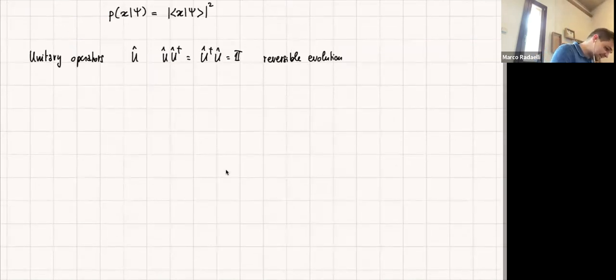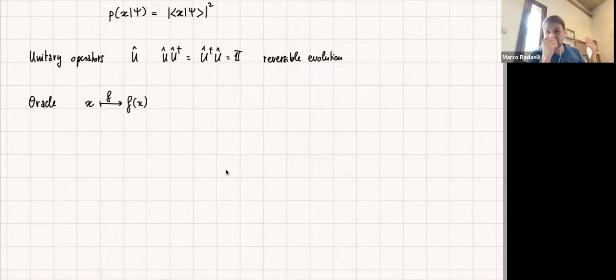Third ingredient, it's what's called an oracle. I'm not sure if you've already seen this in any part of the summer school. The idea is I want to apply a function. A classical function usually is an object which maps an input to an output, which we call f of x. Now, in general, functions are not reversible. That is, it's not always true that given the outcome, I can always go back to the input.